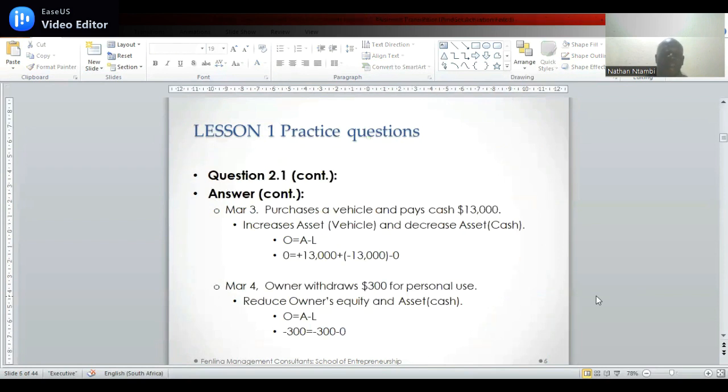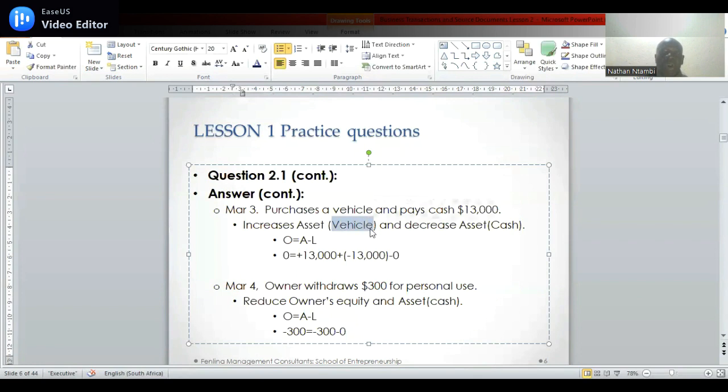March 3, purchases a vehicle and pays cash 13,000. This increases the asset vehicle and also decreases the asset cash because he bought with cash. There are two opposite legs of the asset. One is positive, one is negative. Adding a vehicle, you're adding an asset. Paying cash, you're reducing the asset of cash. Still, the left-hand side equals the right-hand side.